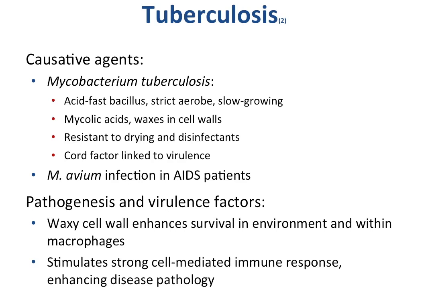So in AIDS patients, since those patients' immune activity is low, they can get Mycobacterium avium infections. Since the bacteria has this waxy wall, even if the phagocyte eats this bacteria, the bacteria can still live in the phagocyte, and can stimulate a strong immune response.